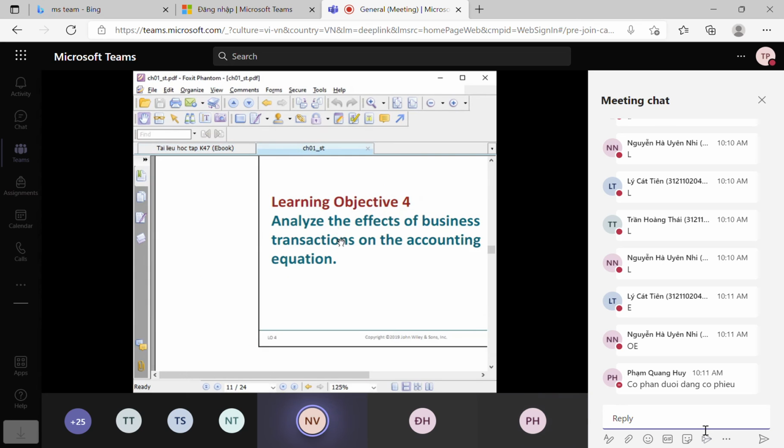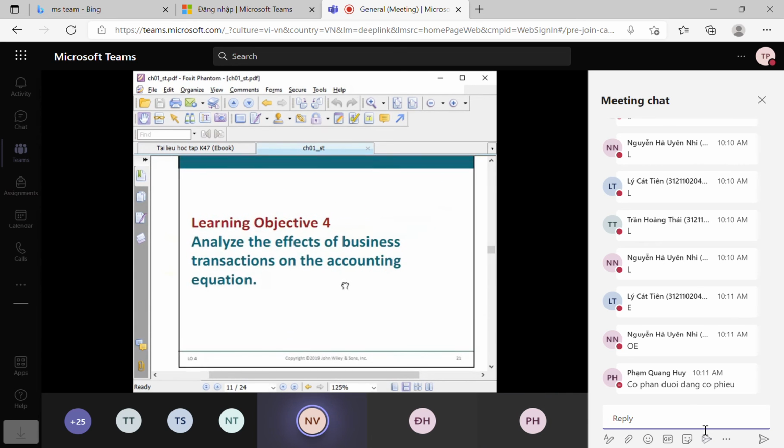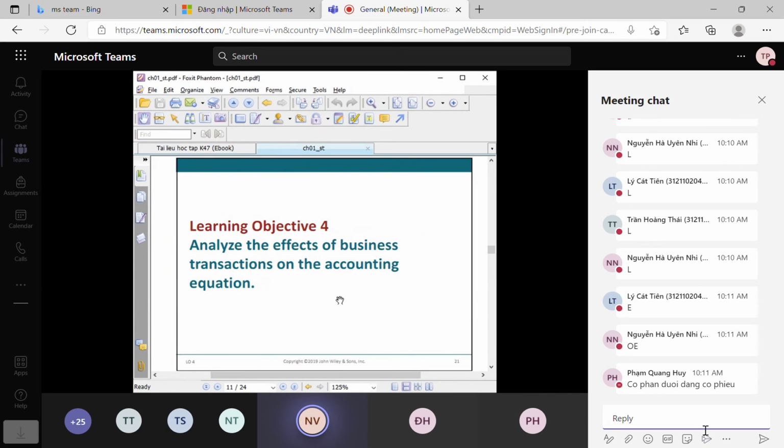Okay. Now, learning objective 4. Analyze the effect of business transactions on the accounting equation. Analyze the effect. Effects mean impact. Business transaction. Now, any question about objective number 3?